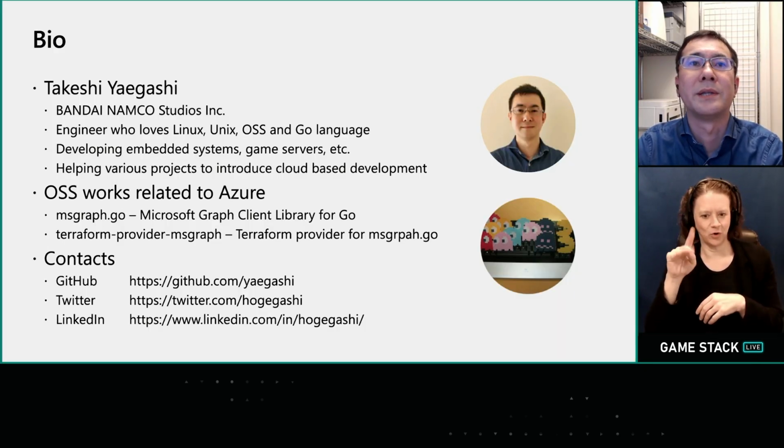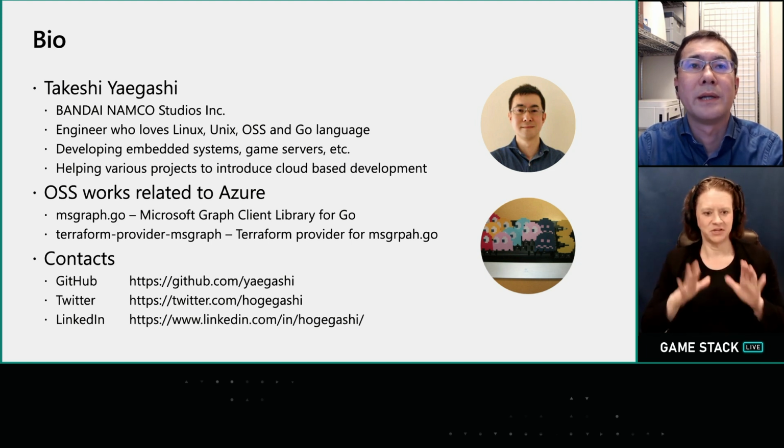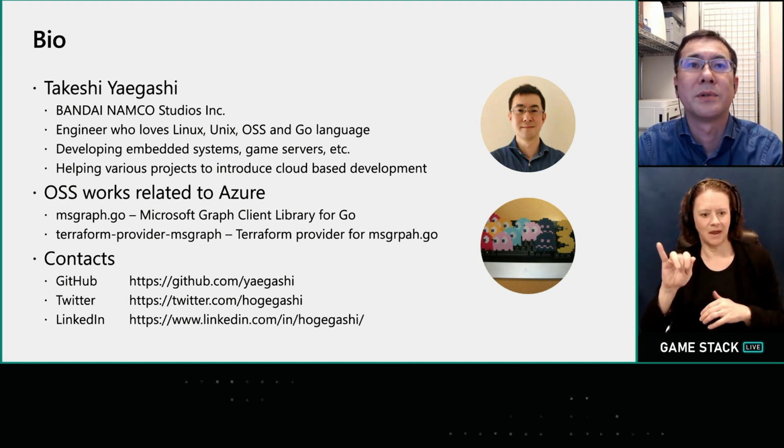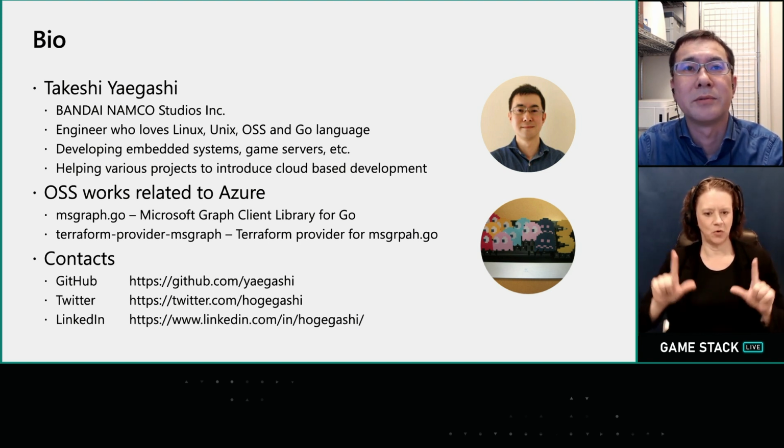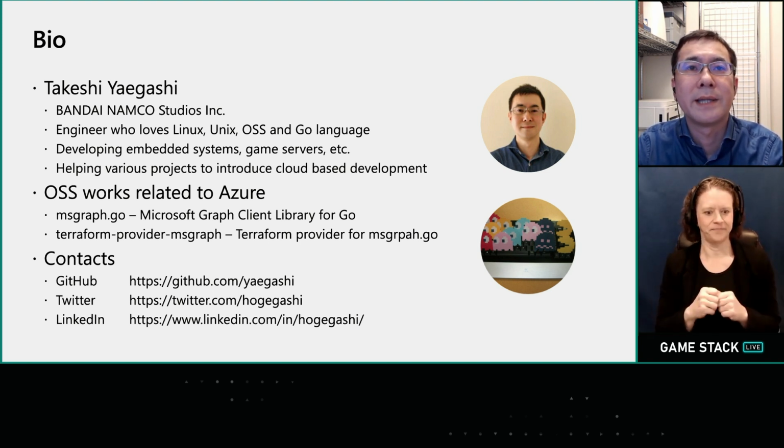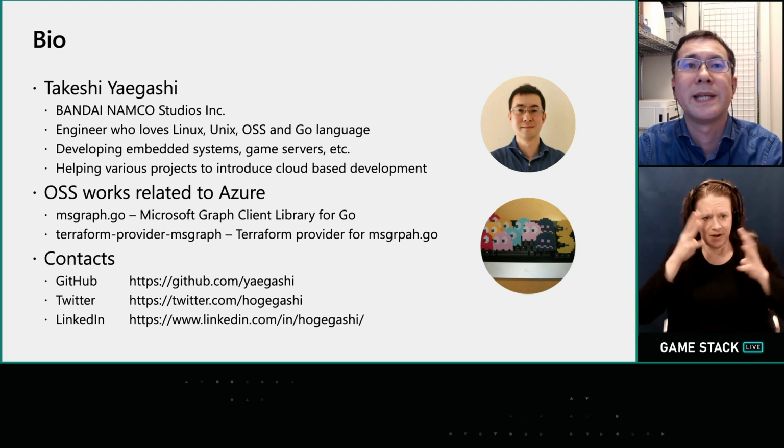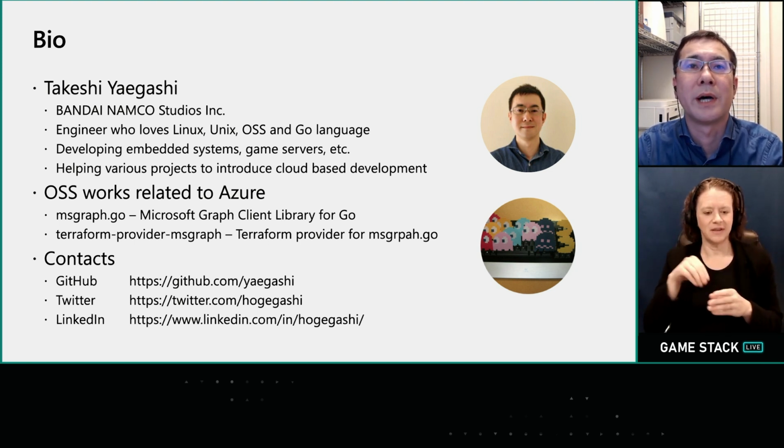I'm Takeshi Aegashi. This presentation is about building cloud-native CI/CD pipelines for Unity games. I'm an engineer from Bandai Namco Studio in Tokyo. I have loved Linux, Unix, and open source culture for years. The Go language is my recent favorite. I've created some libraries and utilities in Go to manipulate Azure and Microsoft Graph resources.